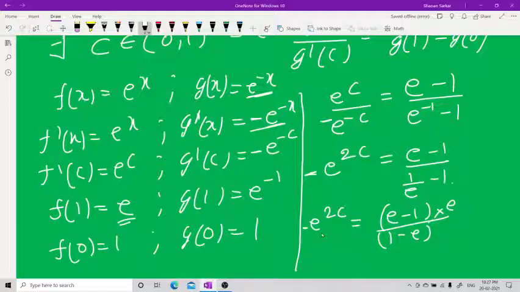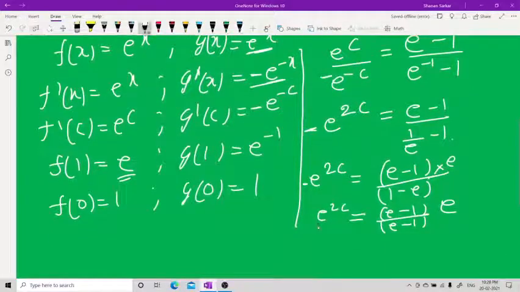Now let this minus be here. And we have this as e to the power of 2c minus, let the minus be multiplied here. I am multiplying the minus with the numerator and the denominator below, so we get e minus 1 upon e minus 1 into e. So let me rub it and wait. This is equal to, so now they cancel out.